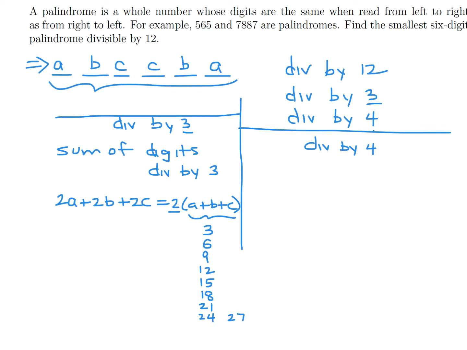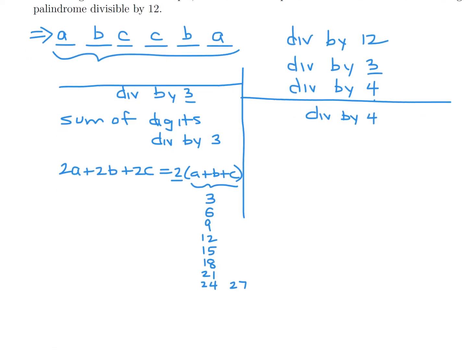Because the largest it could be is 27, if all three, A, B, and C, were 9. So I think that's the extent of it. Okay, it still doesn't give me my answer, but we are working toward it.